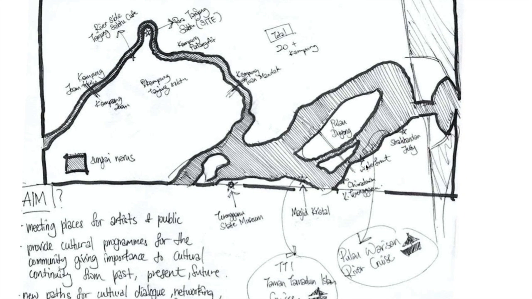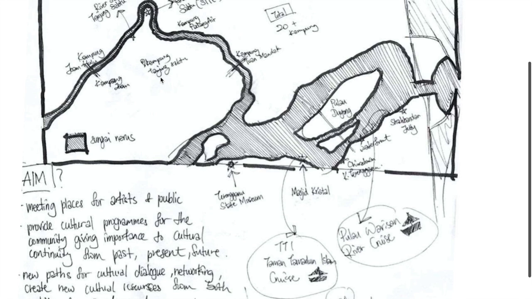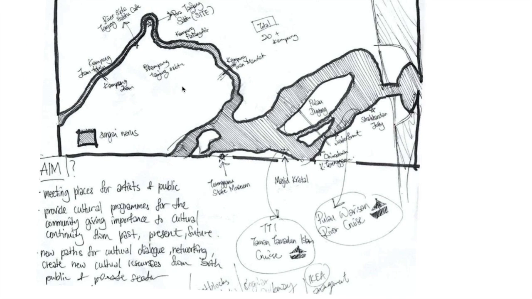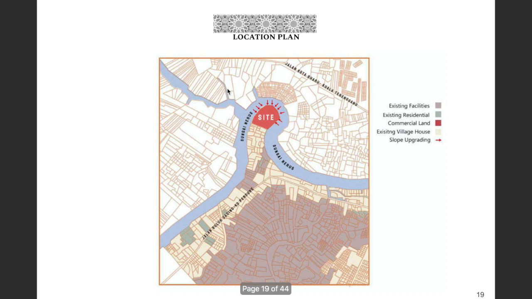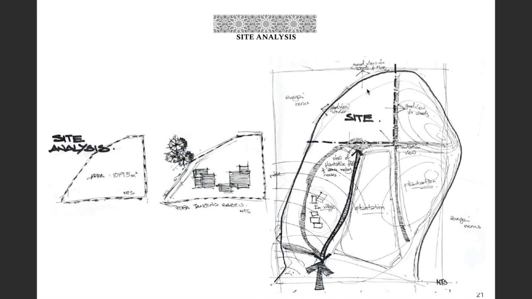The urban strategy that I take is that the cruise can go from this particular area and bring the tourists to the site, where my aim is to provide a cultural program. This is a location plan, where this is where the site is located, and it's surrounded by the existing village houses. The whole area of the site is over 10,000 square meters.